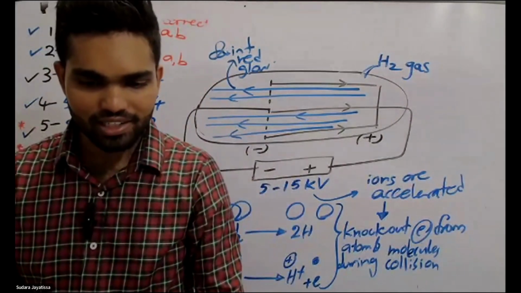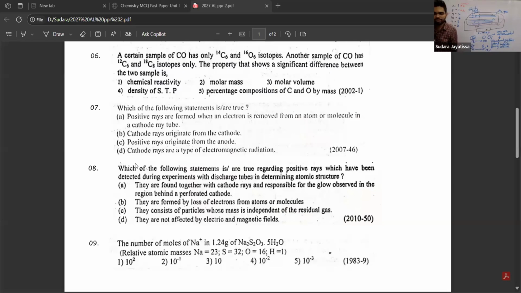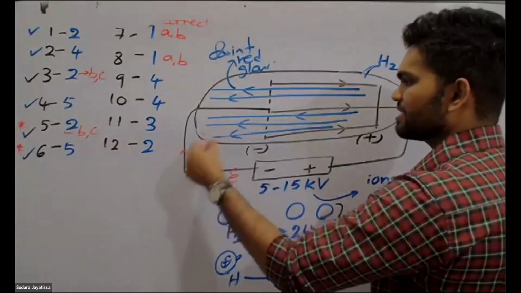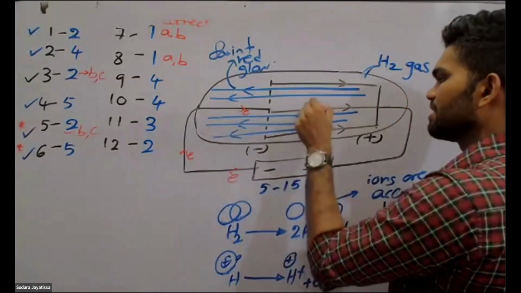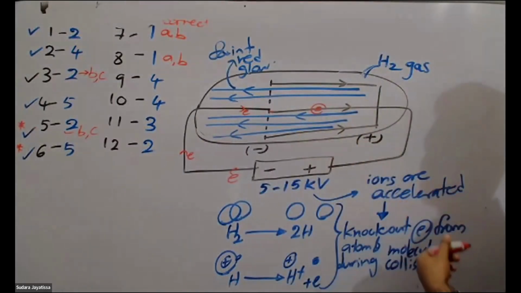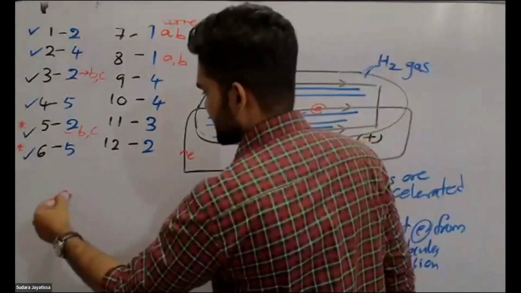Okay, right. So what about the first statement? It is correct, no? It is correct. And what about B? Cathode rays originate from cathode. That's actually true, because here you can see in this diagram, from your power supply, electrons are coming, and these electrons are jumping from the cathode to the anode. So if you say cathode rays originate from cathode, that is 100% correct.